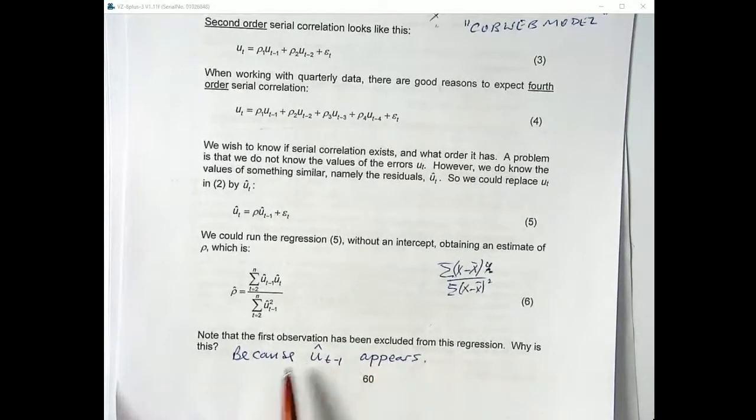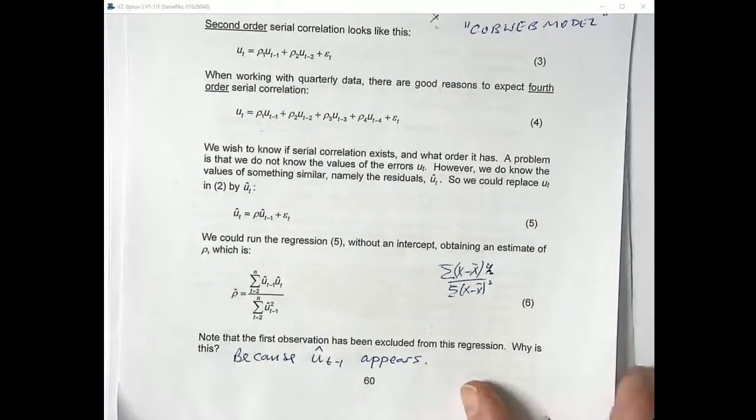So that's the answer. The first observation has been excluded. Why is this? That's because ut minus 1 hat appears in this model. That's why we lose the first observation.